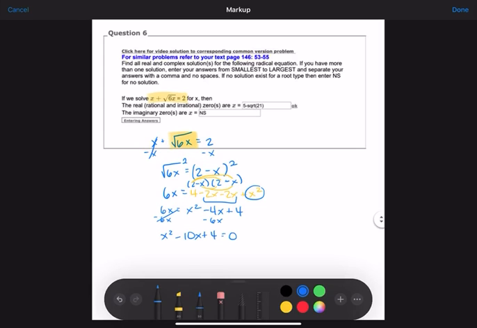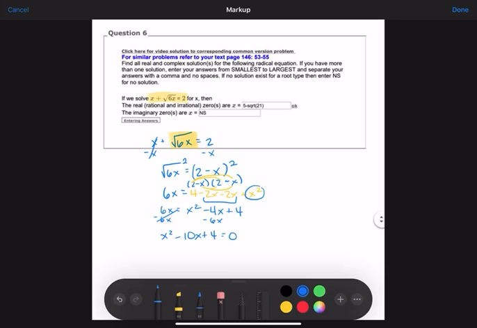Alright, so maybe you tried thinking through this, but if I wanted to try and factor this, I would need factors of 4 that add to negative 10, and there just aren't any. So this cannot be factored, so I need to use an alternate strategy. I could complete the square, I could use the quadratic equation. This one is pretty simple, so either one is going to be fine. I'll go ahead and complete the square just for some practice.